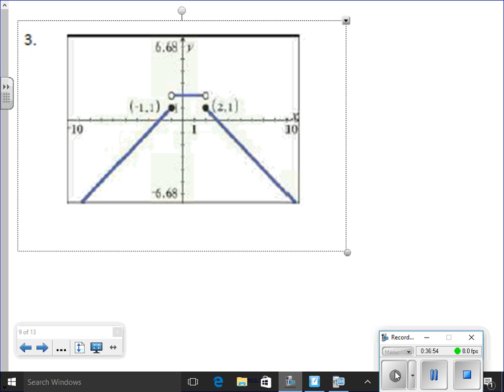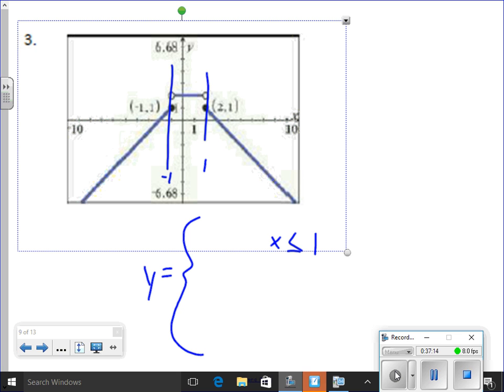For number 3, we have 2 breaks. We have 3 pieces. We're going to have one equation when x is less than or equal to negative 1, and this is at positive 1. We're going to have another equation when x is between negative 1 and positive 1. And then we're going to have another equation when x is greater than or equal to 1. This should be a negative 1.